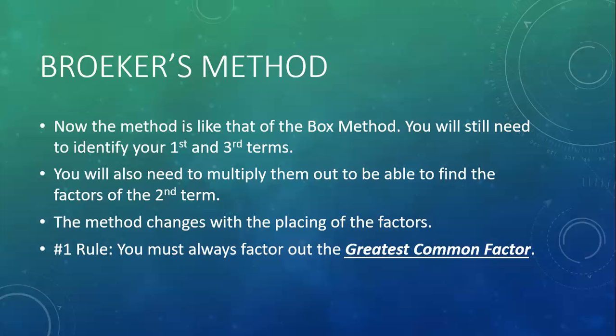Now there's another method, I call it the broker's method, but some teachers call it the magic x method. Some teachers call it the illegal method. It's like the box method. You'll need to start by identifying your terms. You also need to multiply them to find out what factors of them add up to be the second term. It's just your placement of your factors, but the number one rule is you always got to factor out the greatest common factor no matter what.